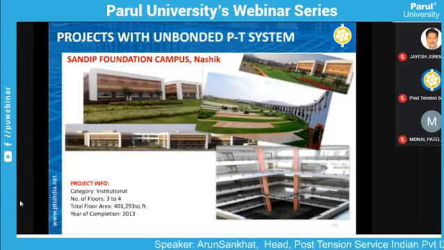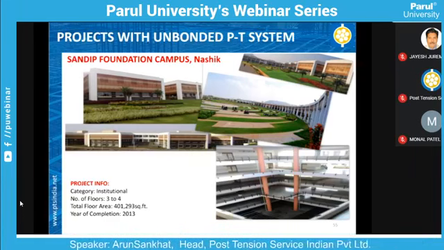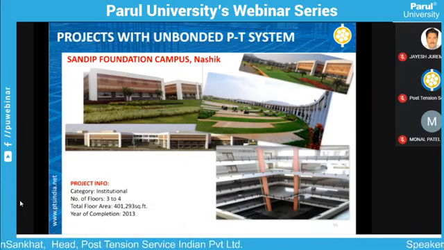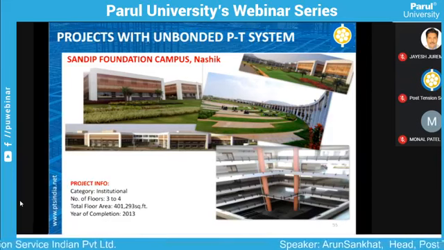This is a campus development for Sandeep Foundation in Nashik. There are classrooms, and other infrastructure buildings like laboratories, a library block and an admin building. We completed this in 2013, and it's working well.